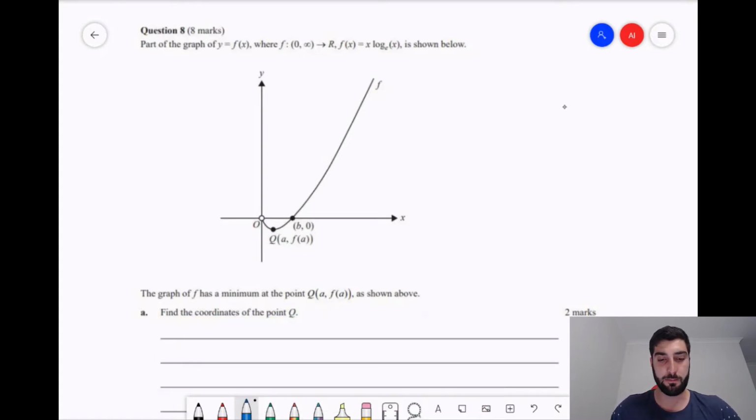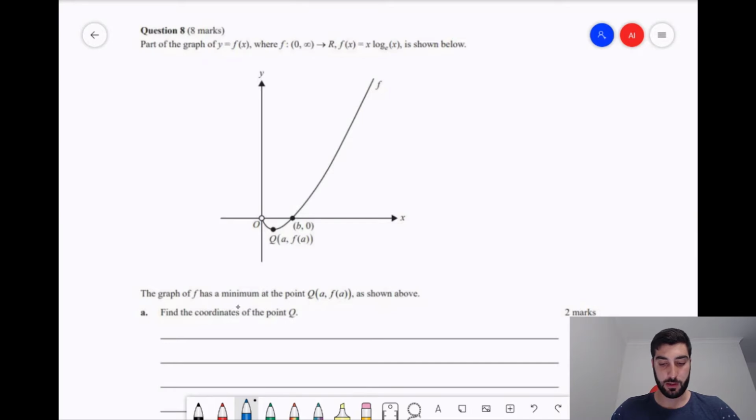So let's get started. Question 8 reads, part of the graph of y is equal to f of x, where f spans from 0 to infinity, and the function f of x is described by x times log e of x is shown below. So it looks sort of quadratic looking. We've got a couple of points marked in, origin, point Q, and x-intercept at B. The graph of f has a minimum at the point Q. As I just mentioned, find the coordinates of point Q.